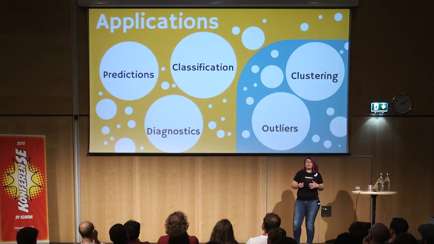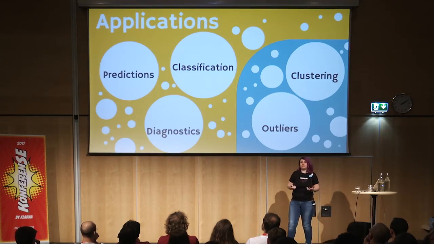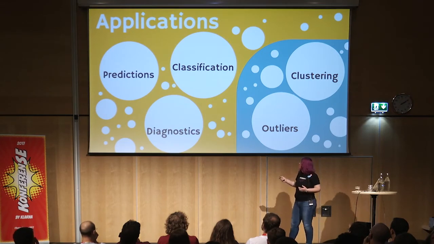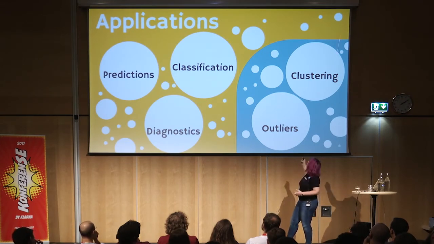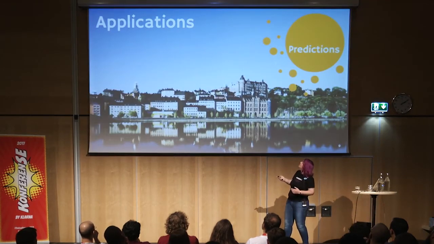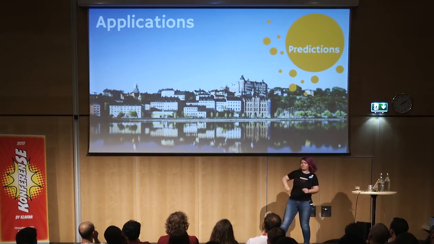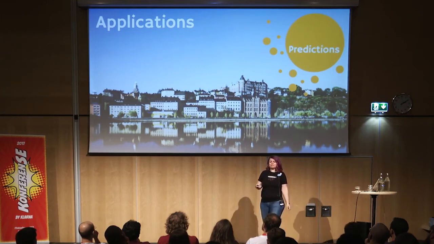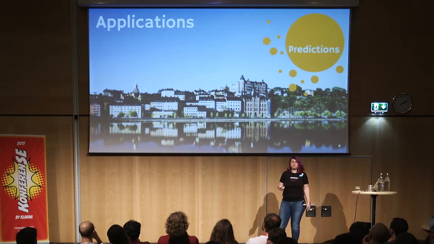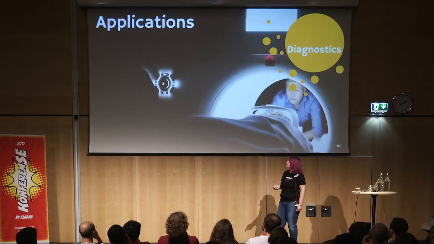So let's talk about examples. What are applications for machine learning? I've already mentioned one. There's several. This part is for supervised learning. This part is for unsupervised learning. And I'm going to cover them now. So predictions. Predicting something is a very common use case. And usually people use supervised machine learning for it because it's pretty easy to do.